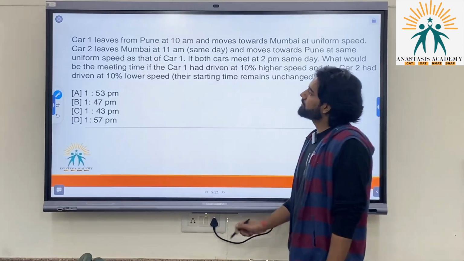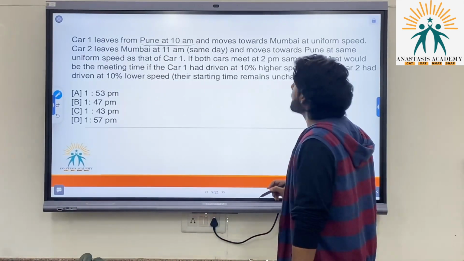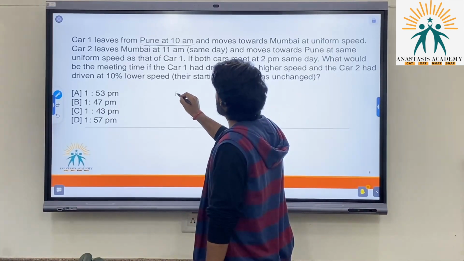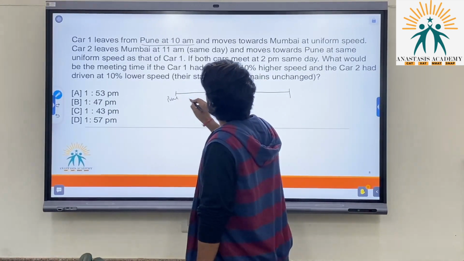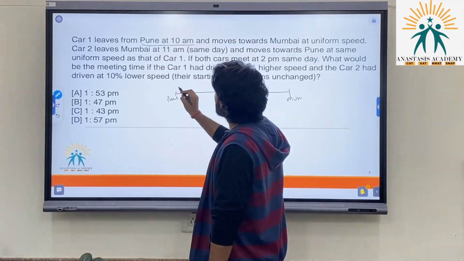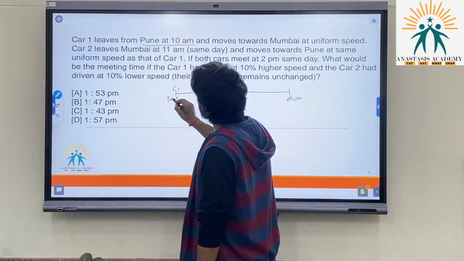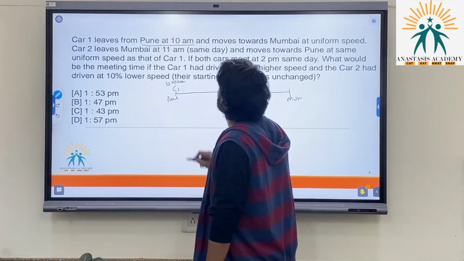Car 1 leaves from Pune at 10 a.m. and moves towards Mumbai at uniform speed. Okay, there are 2 points. This is Pune and this is Mumbai. So car 1 leaves at 10 a.m. This is car 1 which leaves at 10 a.m.